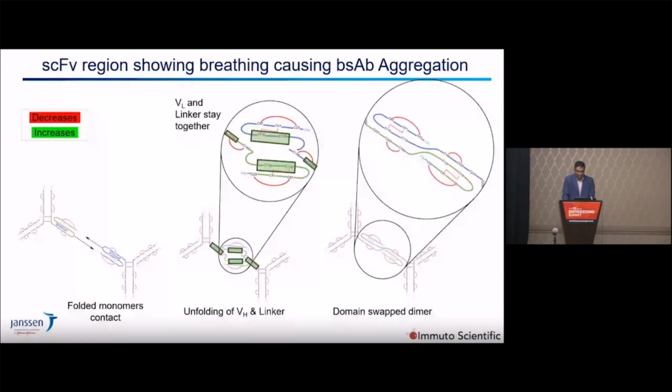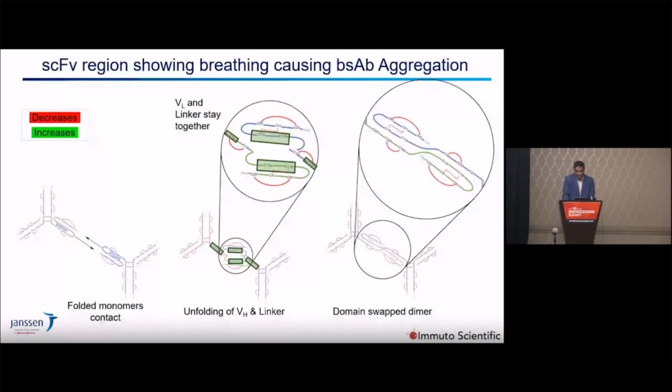And we can actually propose a very initial mechanism on how these could possibly form. We believe that the folded monomers can attack each other on the scFv domains, and the scFv domains then undergo partial domain swapping, not complete domain swapping, because we only see unfolding happening between the VH and the linker, where the VL domain and the linker stay together. We see this using our footprinting data, and we also see this using our disulfide mapping data.